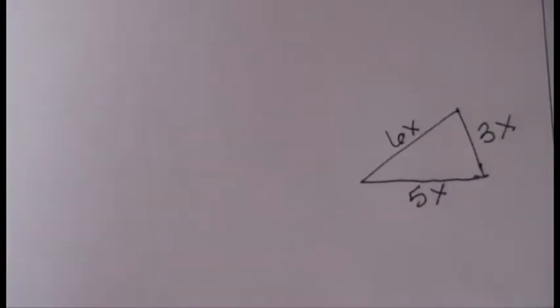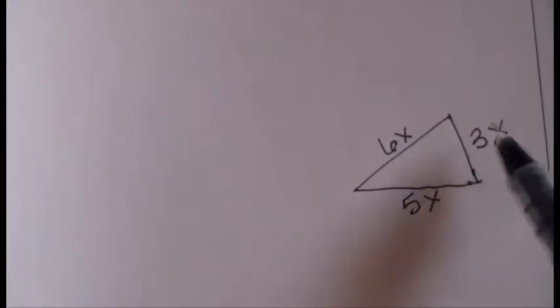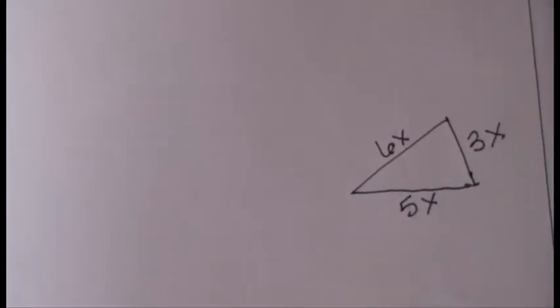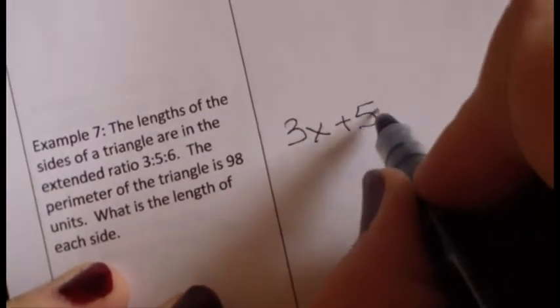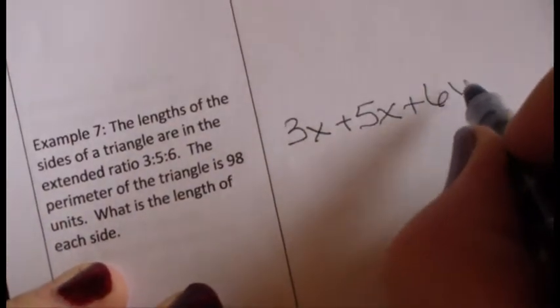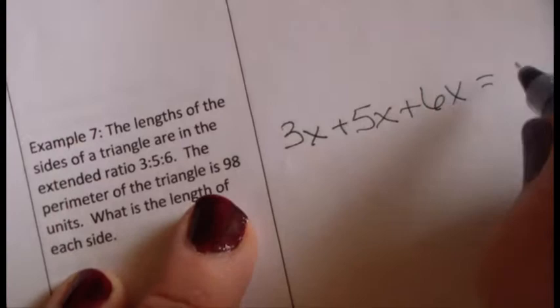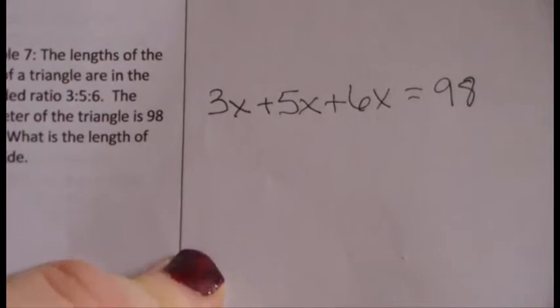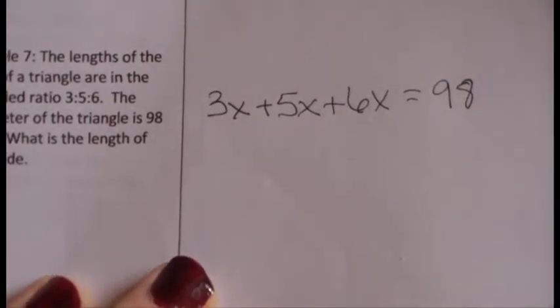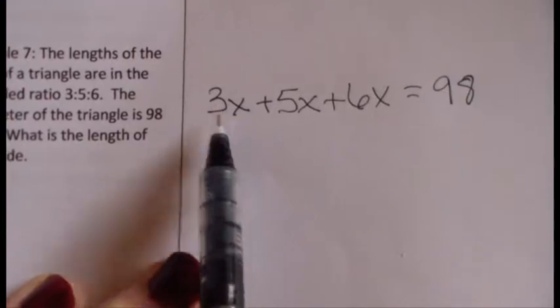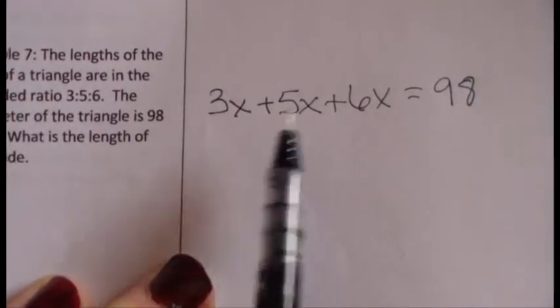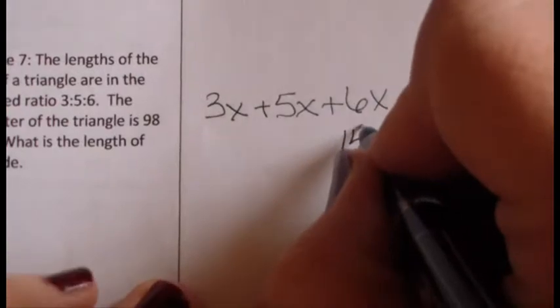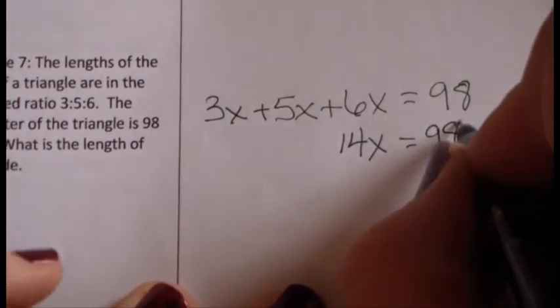Now we know that if we add these up, we'll get our perimeter. So let's set up an equation: 3x plus 5x plus 6x, and we are told that the perimeter is 98 units. So the equation is 3x plus 5x plus 6x equals 98. Combine your like terms. 3 plus 5 is 8. 8 plus 6 is 14. So we got 14x equals 98.